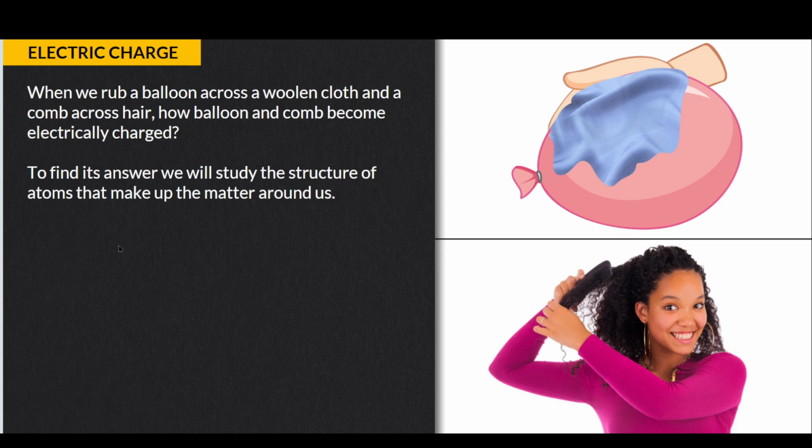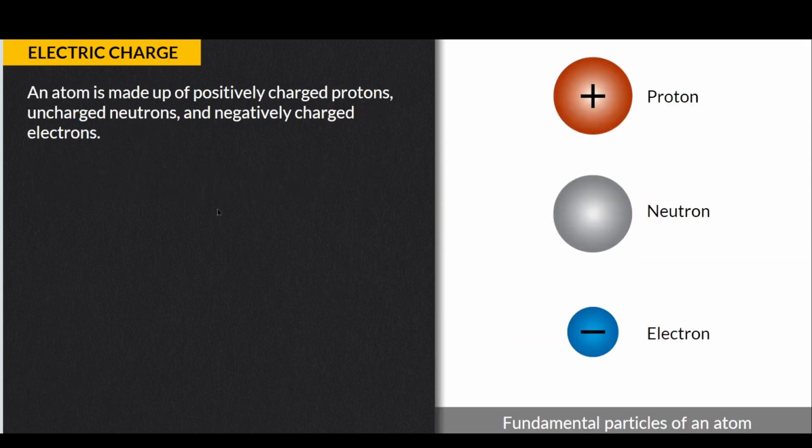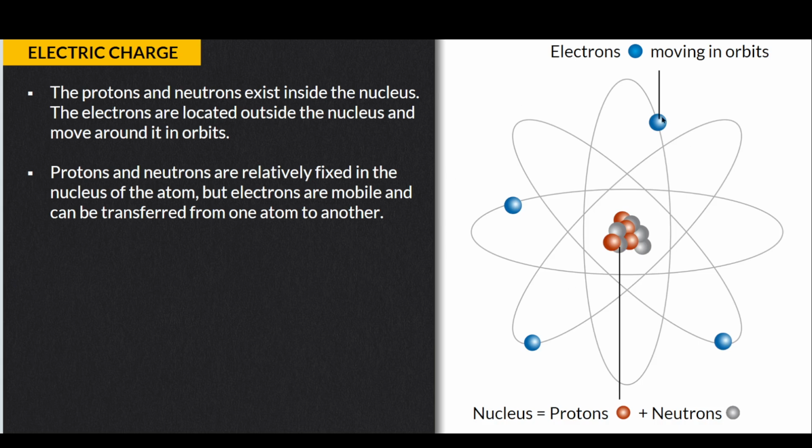Whatever you see around you, the chair, your laptop, your pillow, your bed, everything is matter. Matter is anything which has some mass and takes up space, or has volume. So what is matter made up of? It is made up of tiny atoms, and atoms are made up of subatomic particles: proton, neutron and electron. This is the structure of an atom.